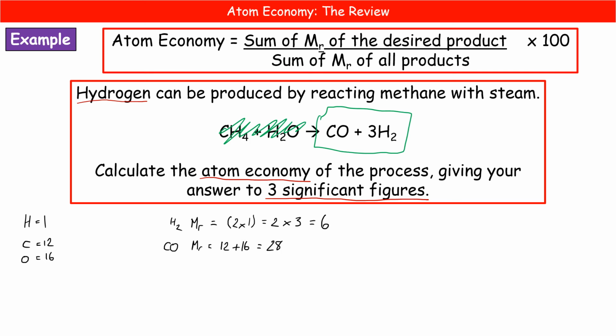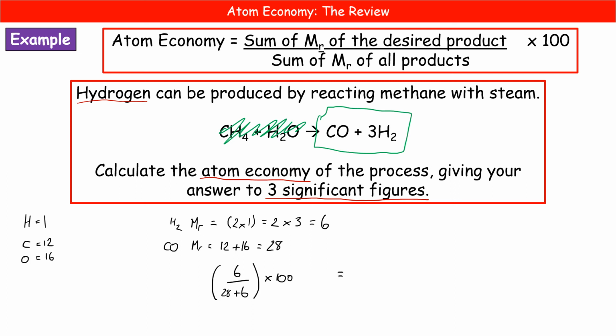So that's our first bit. Even if you can't remember anything else, that is usually a mark for you for working out the relative formula masses of the 2 products individually. Next thing we need to do is substitute into our equation. So the sum of the relative formula mass of the desired product, which is our hydrogen, so that's 6, divided by the sum of all products. So we've got carbon monoxide plus our hydrogen, so 28 plus 6 goes underneath there. And then remember, because it's a percentage, we times by 100.